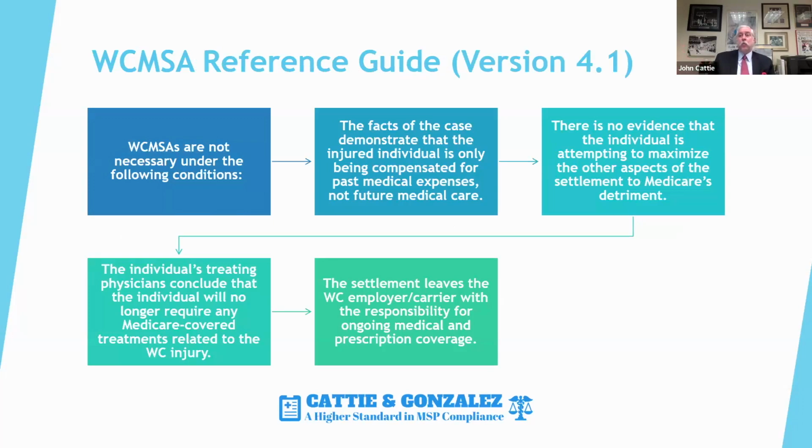So this is going back to version 4.1 of Medicare's reference guide, which came out last year in 2024, where it said that under the following conditions, work comp MSAs not necessary, right? Facts of the case demonstrating that the injured individual is only being compensated for past medicals, not future medical care. There's no evidence that the individual attempts to maximize the other aspects of the settlement to Medicare's detriment. So burden shifting, right? Treating physicians concluding that the individual will no longer require any Medicare covered treatment related to the work comp injury. That word related for me is one filled with ambiguity when it comes to this issue and the Medicare Secondary Payer Act, period. And then the settlement leaving the employer, insurance carrier with the responsibility for ongoing medical and prescription coverage.